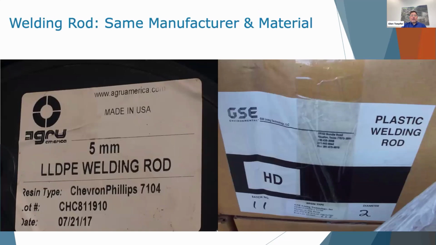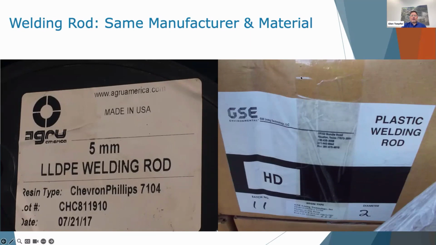Using the same welding rod. This is a specification you'll often see in the technical specs or the CQA plan, that the welding rod must be of the same composition as the parent material, the geomembrane. Well, what does that mean? I've asked multiple people in the industry, that are well known, and nobody will give you a solid answer on it. People will say, well, it just has to be HDPE if it's HDPE geomembrane, or LLDPE.